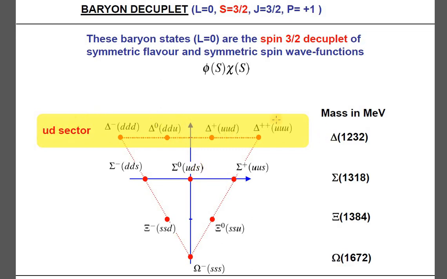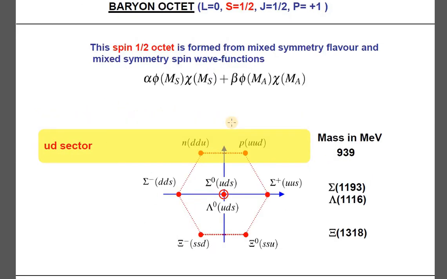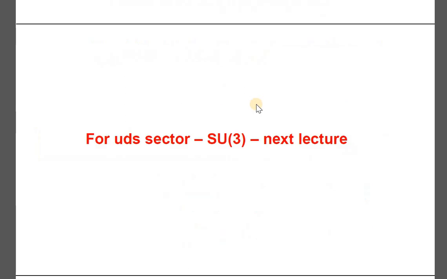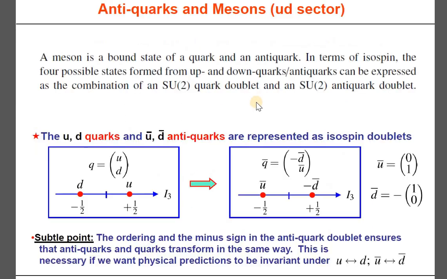So SU2 is good enough for this UD sector only, and similarly I have talked about the NP case, which is the spin half octet, where I have used the mixed symmetry spin wave functions to derive their flavor spin component. Fine. So with this, let's now move forward to the consideration of antiquarks, so that we can discuss the mesons of the UD sector.